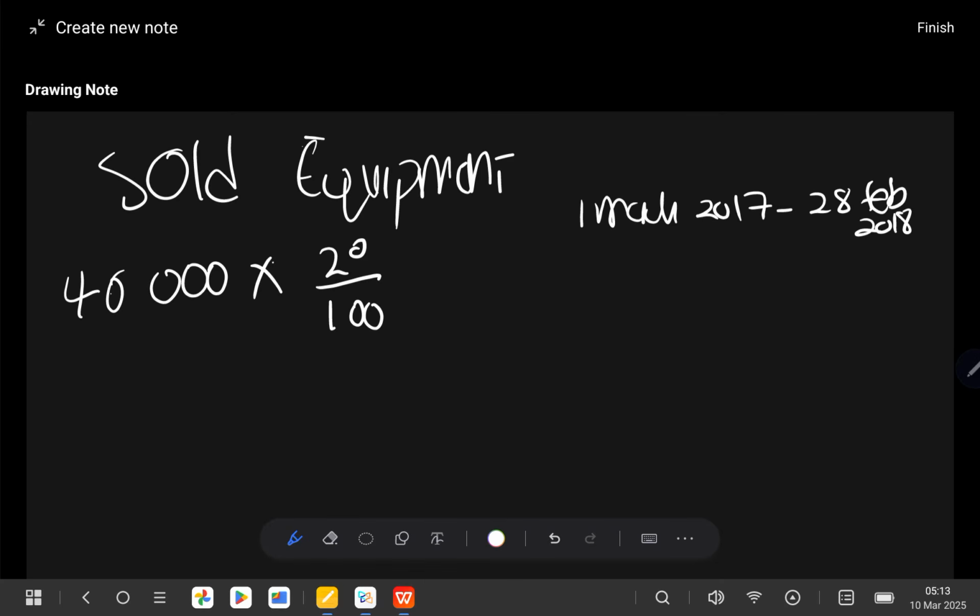So it will be 40,000 multiplied by 20 over 100 multiplied by 3 over 12. Okay, so 40,000 multiplied by 20 divided by 100 and then multiplied by 3 divided by 12 is going to give us 2,000. So the accumulated depreciation was 2,000.